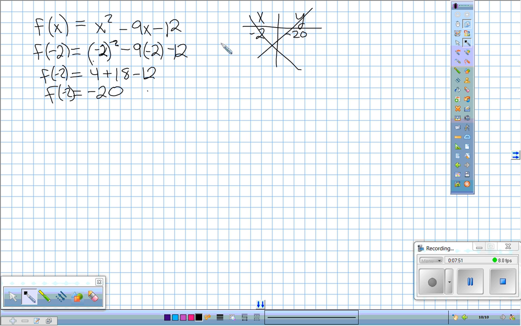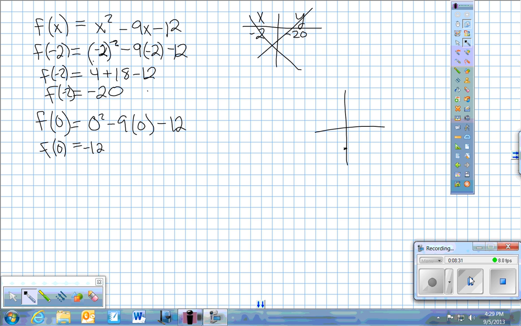So we don't really make the xy tables anymore. We'll just list out f of whatever numbers we have. F of 0 always tells us the y-intercept. So remember, the y-intercept is where it crosses this vertical line. So f of 0, I'm going to have 0 squared minus 9 times 0 minus 12. So if I'm ever looking for that y-intercept, I know when I simplify that, f of 0 equals -12. So whatever this graph is going to be, I know it goes through the line at -12. And I'll go through and actually make a better graph.